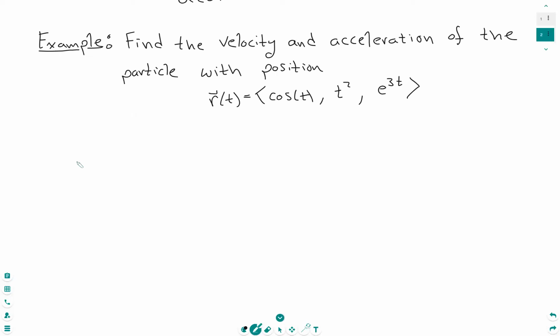Okay, so our velocity is simply the derivative of our position vector. So we go ahead and take the derivative here. We get a negative sine of t, a 2t, and a 3 e to the 3t.